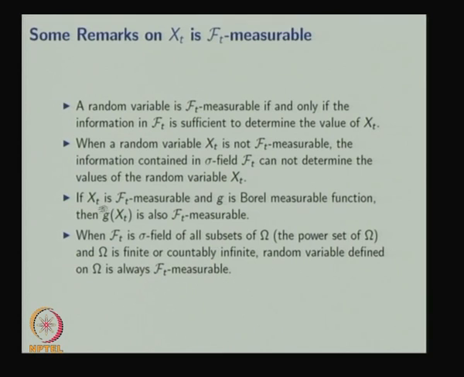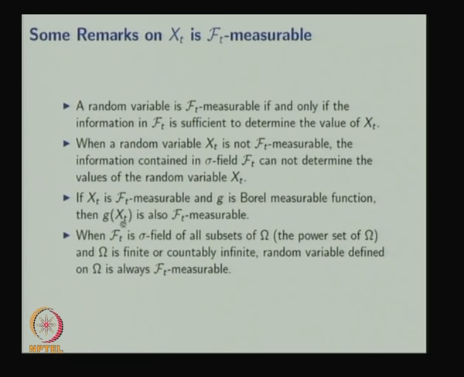Third remark: if X_t is F_t measurable and g is a Borel measurable function, then g(X_t) is also F_t measurable. We know that if X is a random variable and g is a Borel measurable function, then g(X) is a random variable. So here we are saying if X_t is F_t measurable and g is a Borel measurable function, then g(X_t) is also F_t measurable.